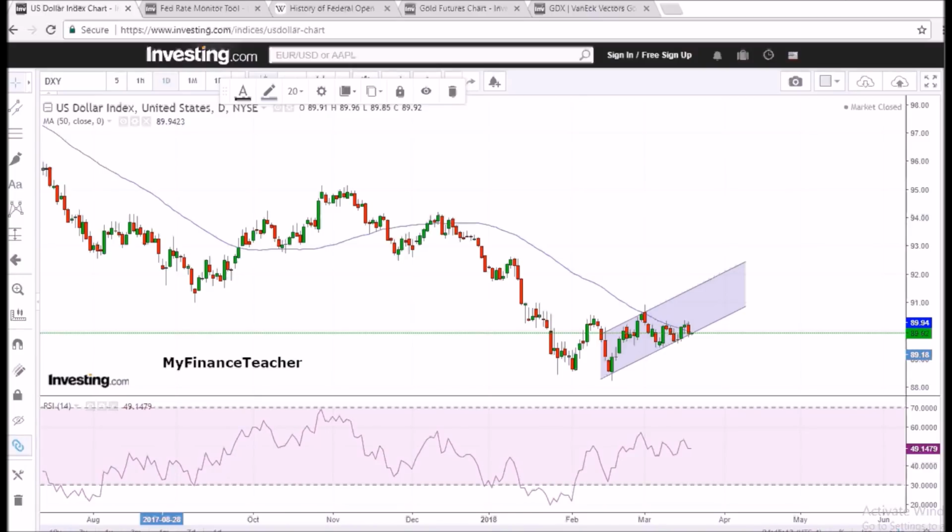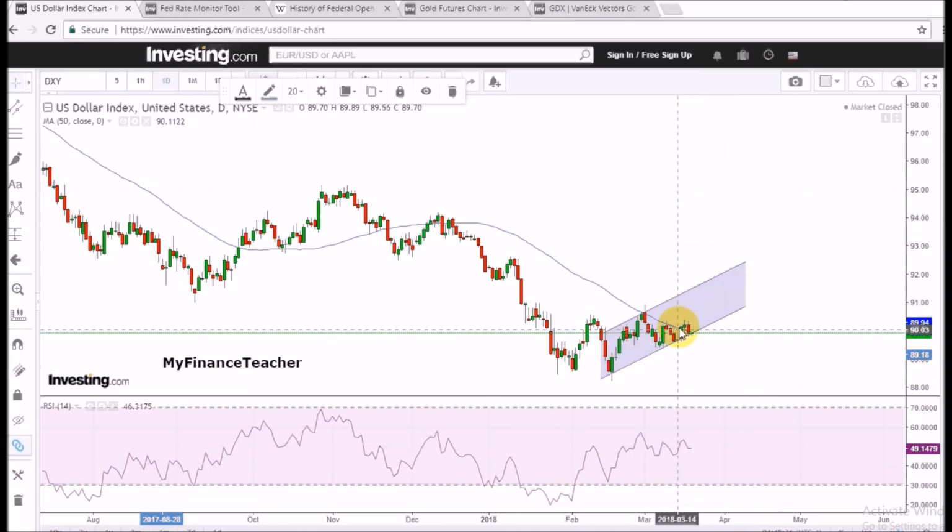So the US dollar has recently, well, not that recently, about a month ago, completed this intermediate cycle that has been going on since September until mid-February or something like that. And the US dollar is now in this upward channel.